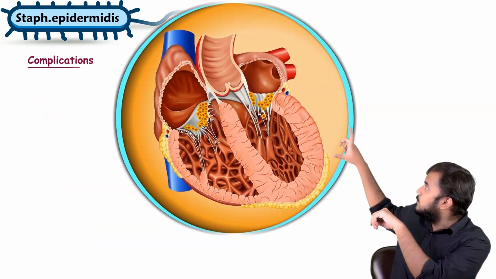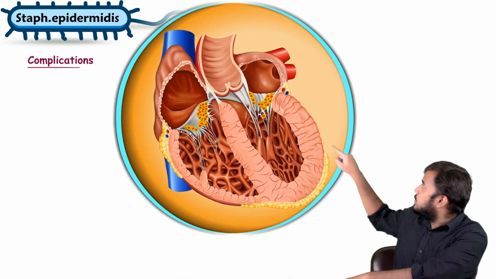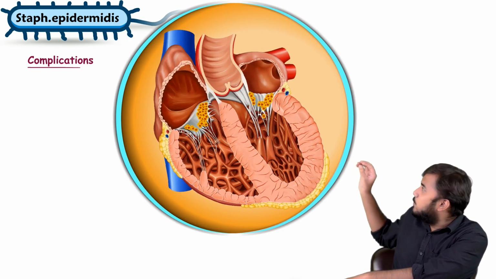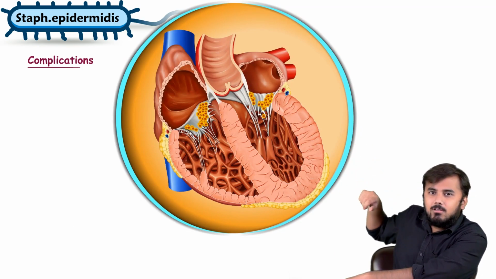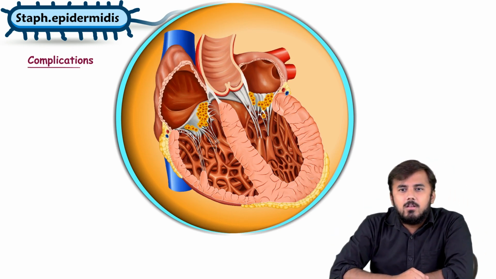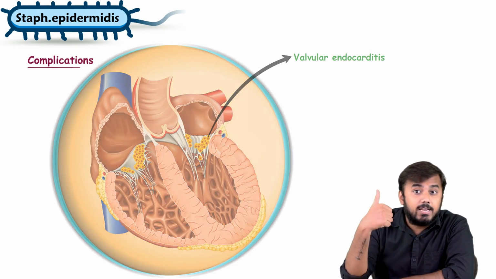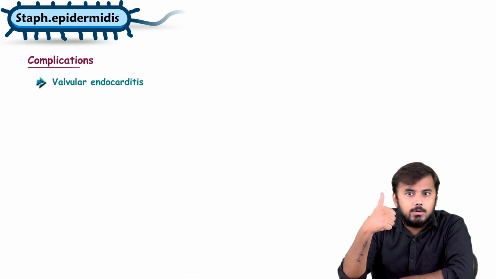If I zoom in, as you can see the valves there, mitral and tricuspid, don't you think this bacteria will sit on that valve and damage the valve? Can I call it endocarditis, valvular endocarditis? So complication number 1 is valvular endocarditis.